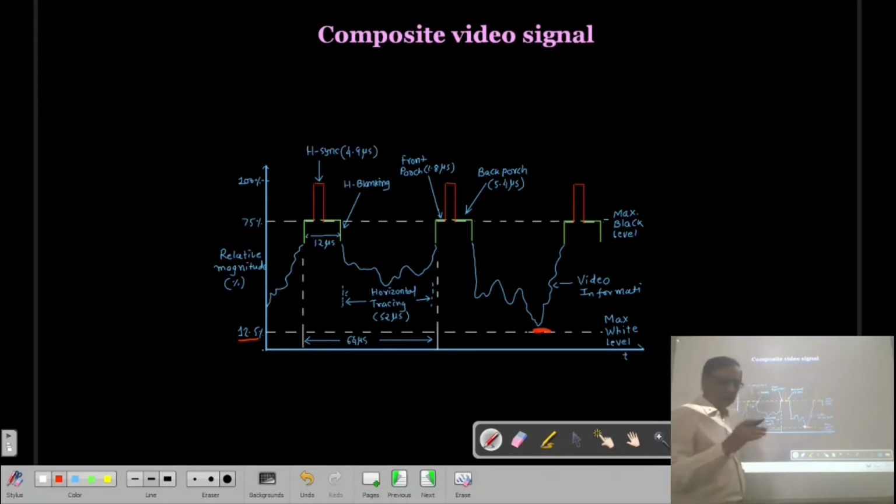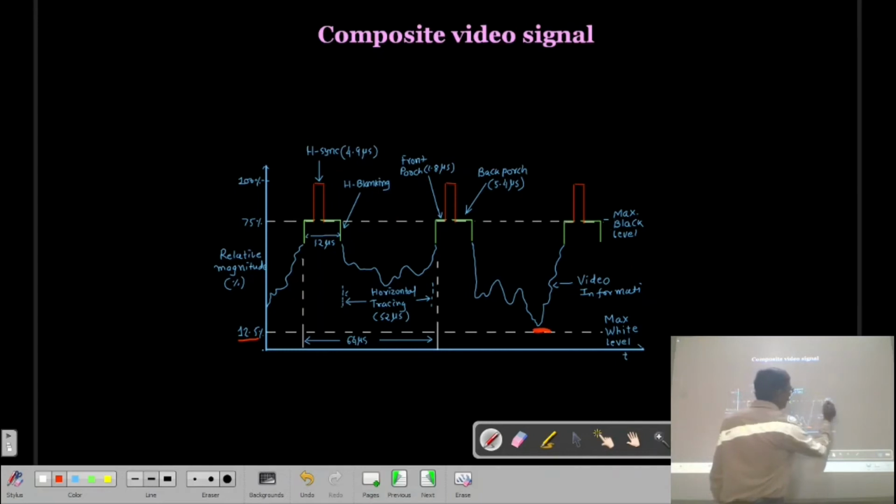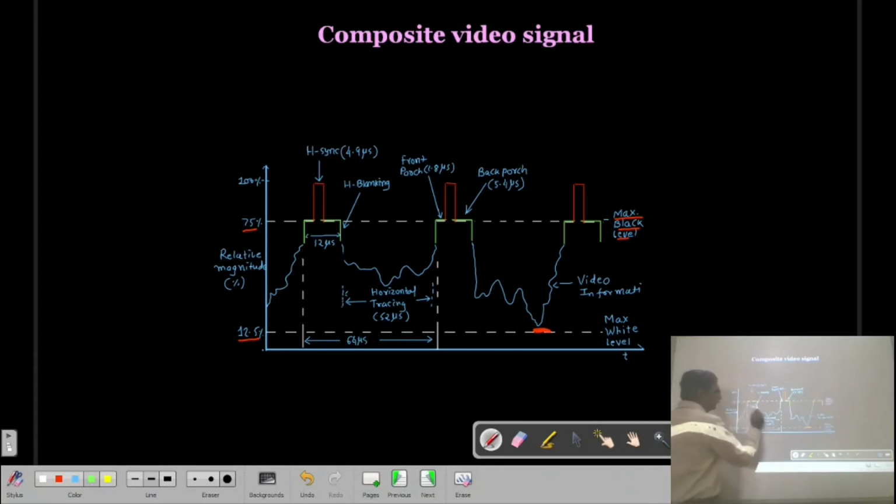And in the picture, if we have a dark area or the black color is there, then it will produce this much maximum voltage. That is known as the maximum black level. So the maximum black level is at 75% of the video signal and the 12.5% of the video signal is known as the white level. Then I already mentioned that this is video information, and this video information will be of 52 microseconds.